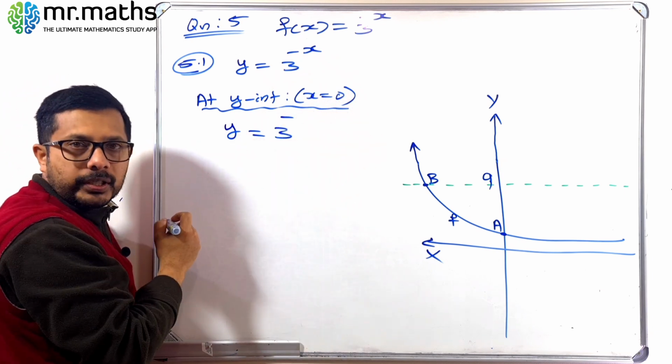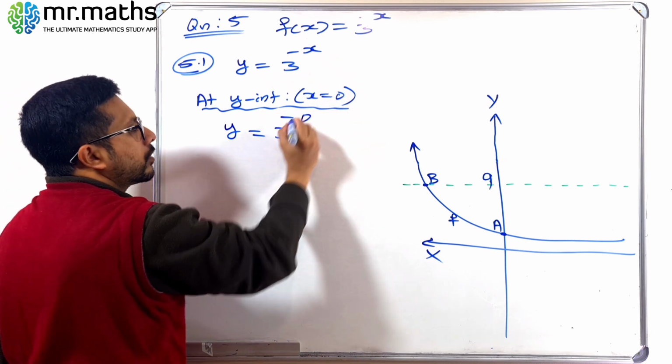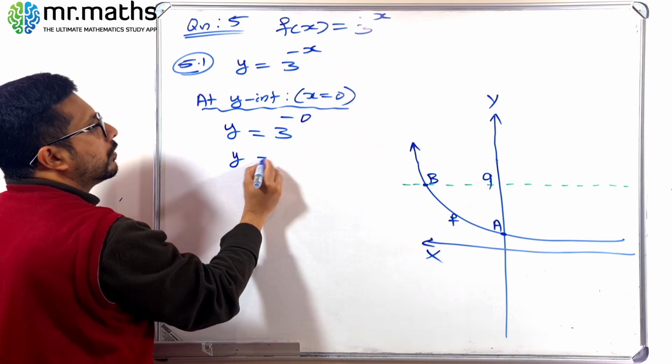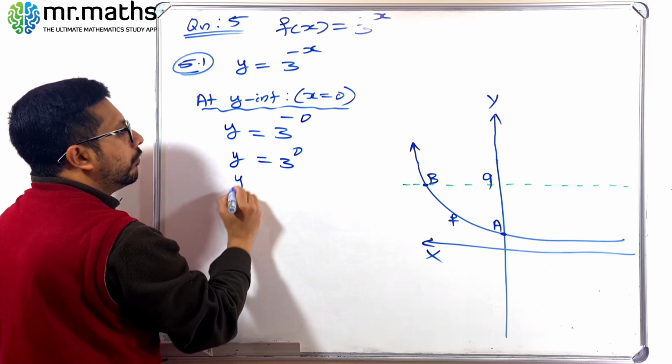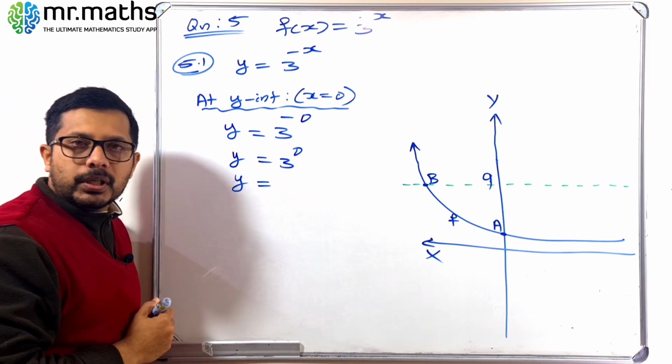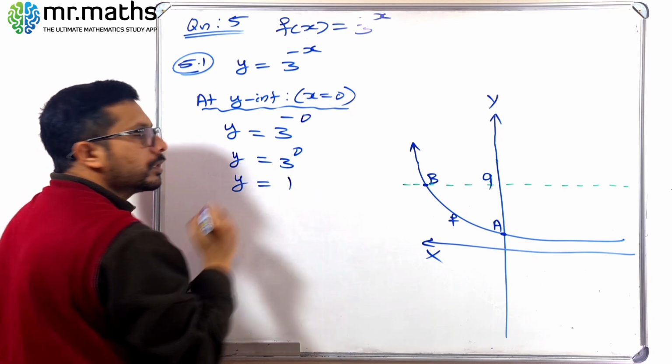The value of x is 0 at A. So y is equal to 3 raised to 0, and any number raised to 0 is 1. So it is 1.